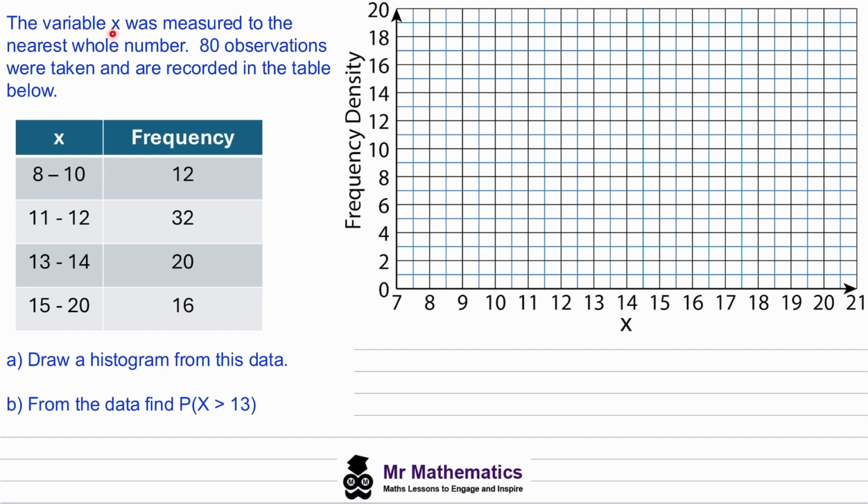So we're told that the variable x was measured to the nearest whole number, and 80 observations were taken and recorded in this table. We've been asked to draw a histogram, and then to find the probability of x being greater than 13.